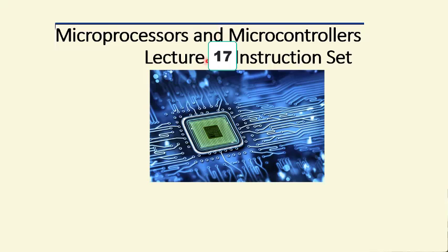Hello students, so this is your lecture 18 instruction set. In the last lecture we discussed the different branching instructions like jump instruction, conditional jump, unconditional jump, and then loop instruction, conditional loop and unconditional loop. Now in this lecture we will discuss the call and return function and then control instructions. So let's do it.